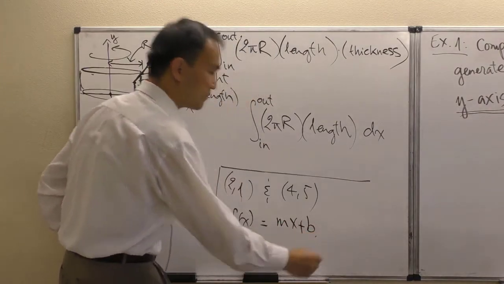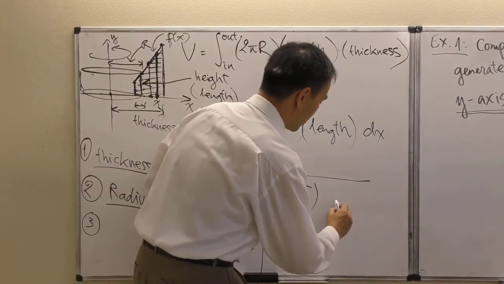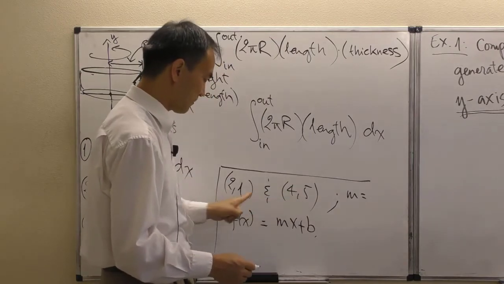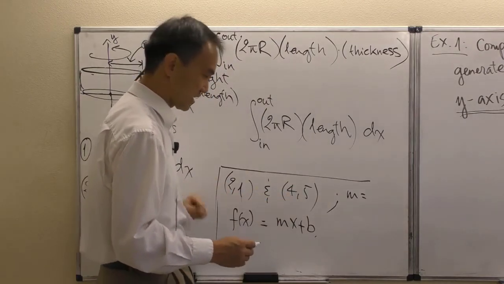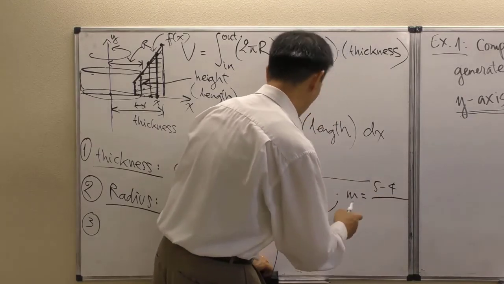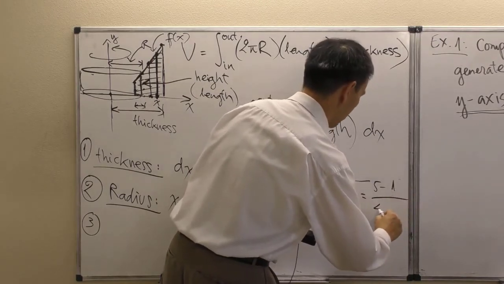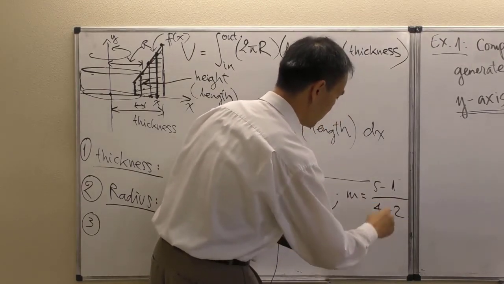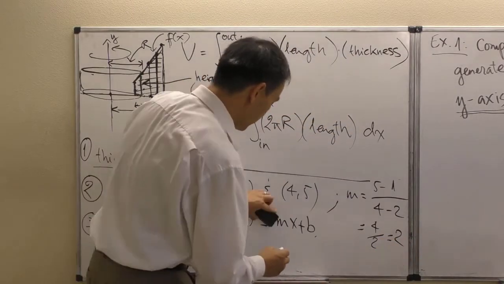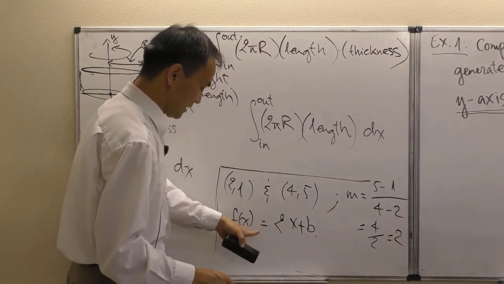It's a famous equation for a line right here. So the slope m can be found by rise over run: 5 minus 1 over 4 minus 2, or 5 minus 4 over 5 minus 1 over 4 minus 2. That gives me 4 over 2, which is 2. And so that means my function is f of x equals 2x plus b.